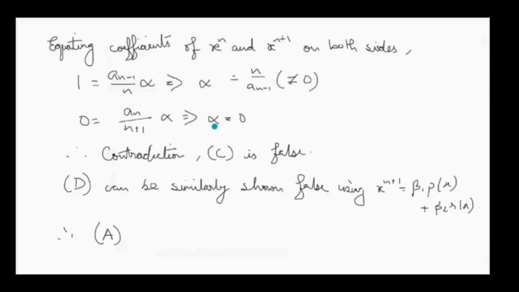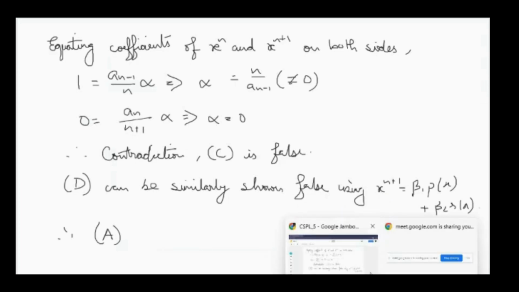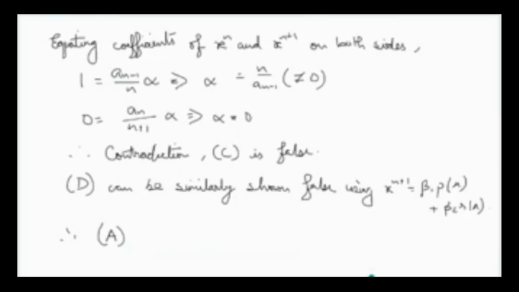So alpha is equal to 0, since a_n cannot be 0. So it's a contradiction, and C is false. And we can similarly show D by checking the coefficients of these two terms again, where we can take x to the power n plus 1 as some beta 1 p(x) plus beta 2 r(x). So B, C, and D are all false, and thus A is the only correct option.